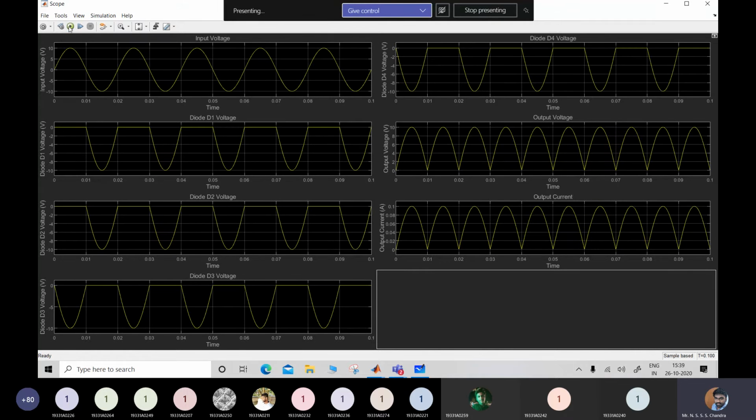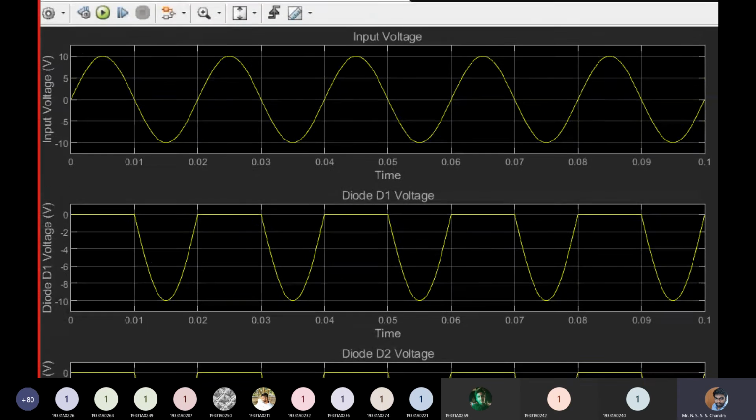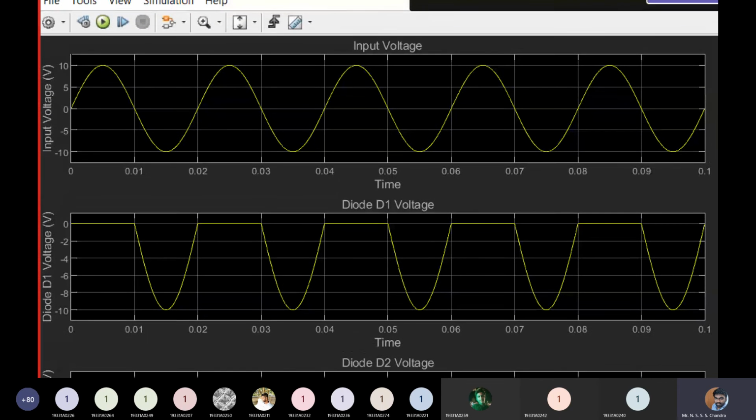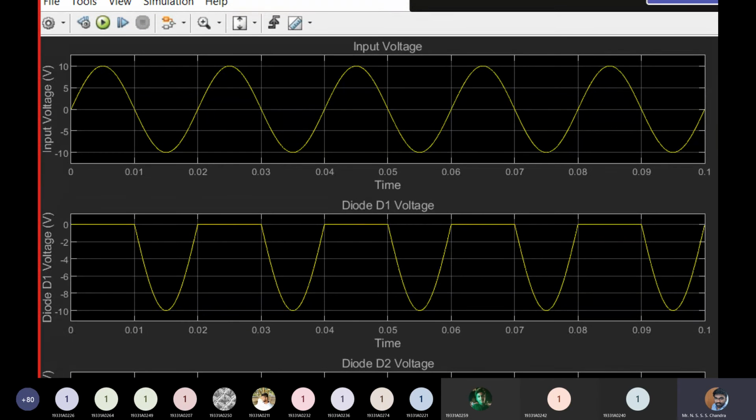Okay, it is running. Now did you get this output? So you can check that. So what's the peak value of the input voltage you're seeing on the screen? Peak value 10 volts, sir. 10 volts. It's a sinusoidal voltage, so RMS value will be 10 by square root 2.